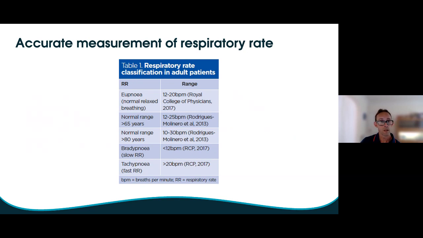Again, the rate goes up, a normal range in the above 80s, 10 to 30 breaths per minute. And then we look at bradypnea, generally indicated at respiratory rate of less than 12 breaths per minute, and tachypnea above 20.